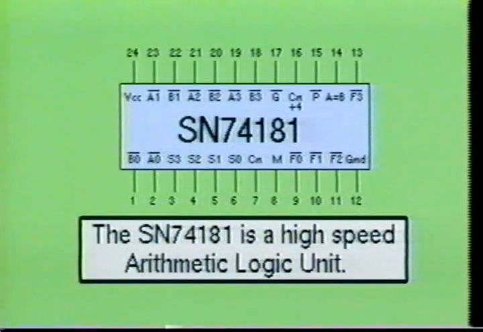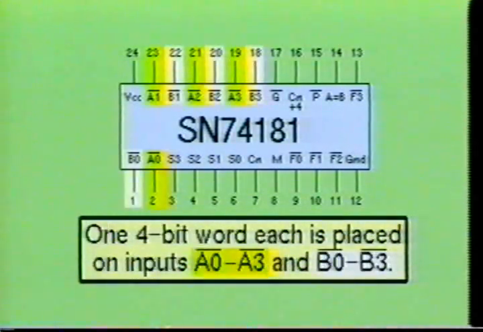Here we see the SN74181 integrated circuit. It is a high-speed arithmetic logic unit that has a complexity of 75 equivalent gates in a 24-pin monolithic IC package. This IC performs 16 binary arithmetic operations on 2 4-bit words.